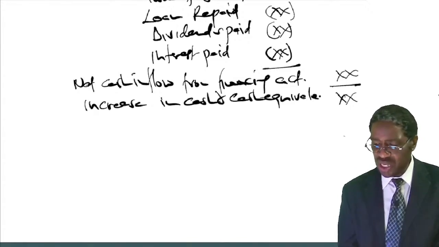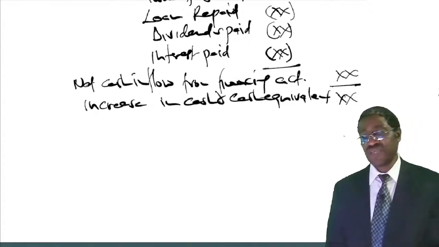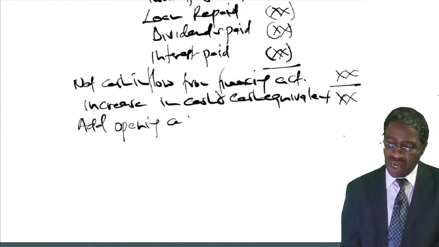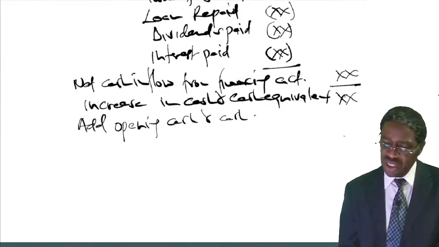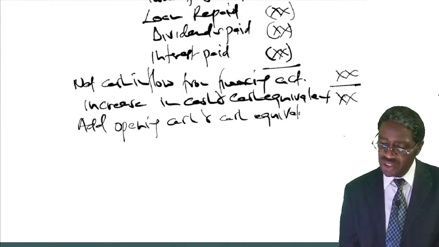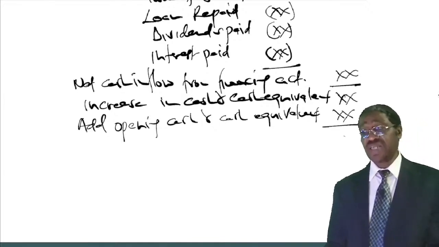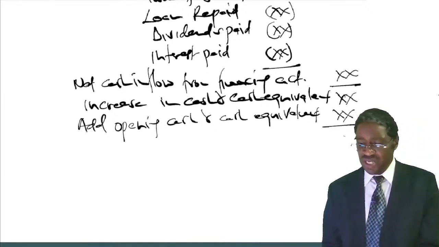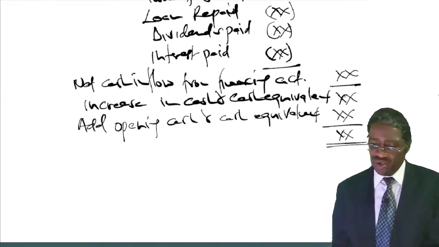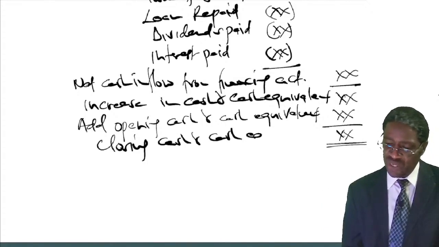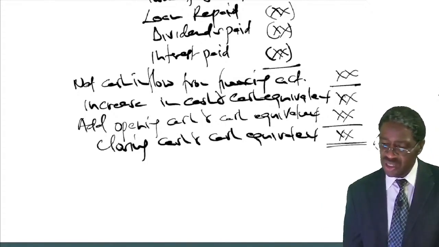Increase in cash and cash equivalent. Okay? Then you come and add what we were calling opening cash and cash equivalent, whatever it is. Once you add the opening cash and cash equivalent, get the net. That one I told you should be called closing cash and cash equivalent.